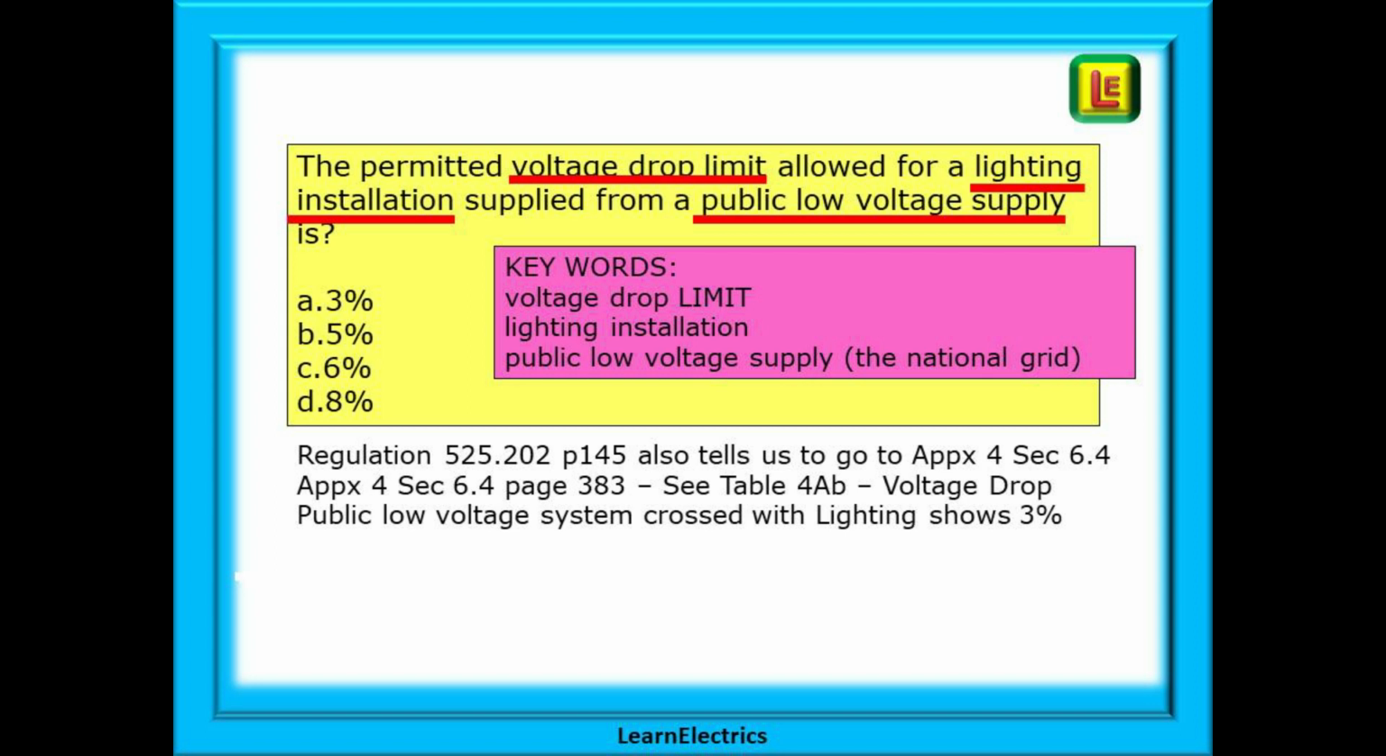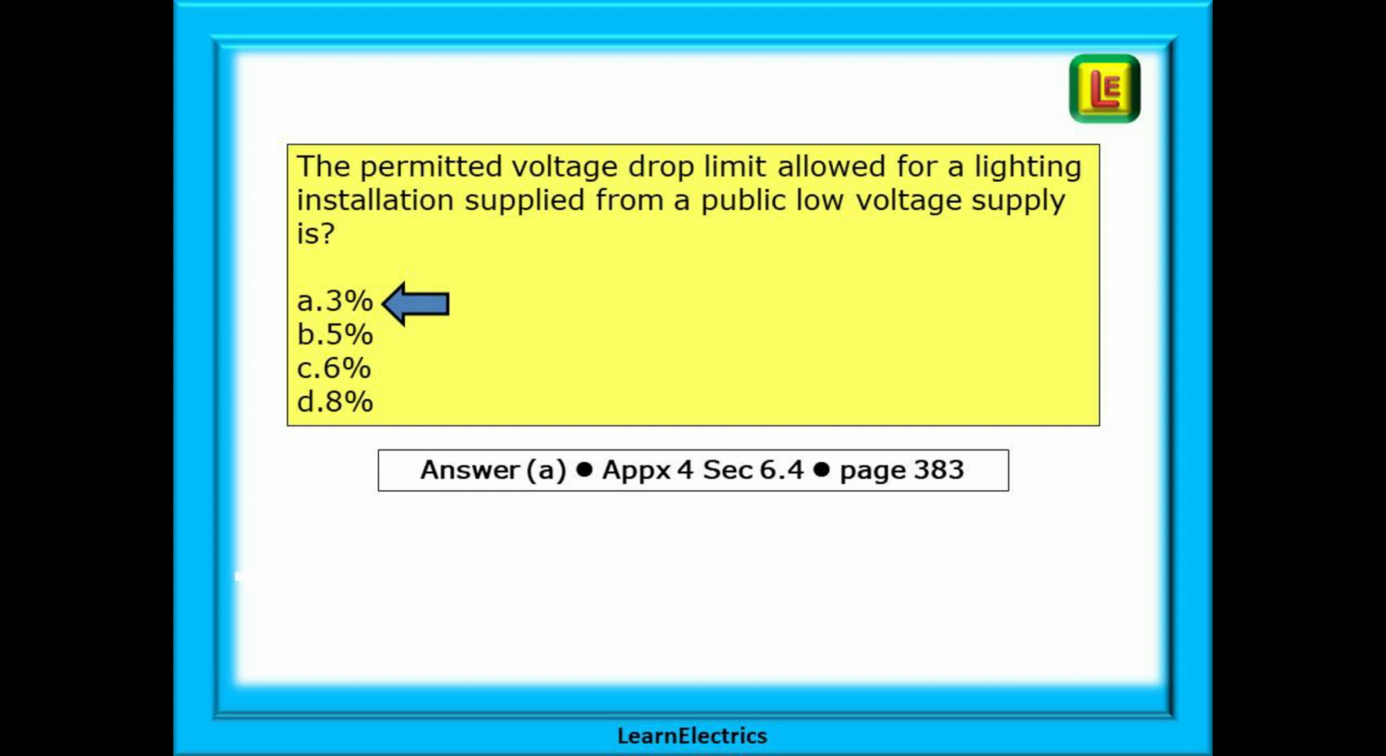Regulation 525.202 on page 145 also tells us to go to appendix 4 section 6.4 on page 383, so we end up there anyway. On page 383, look at table 4AB and find public low voltage system on the left. Find lighting along the top, and where the 2 cross is our answer, 3%. The answer we should choose is A, 3%.